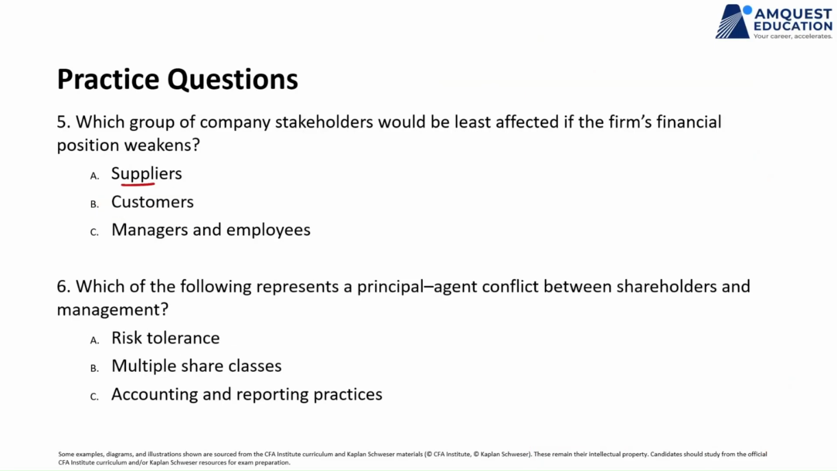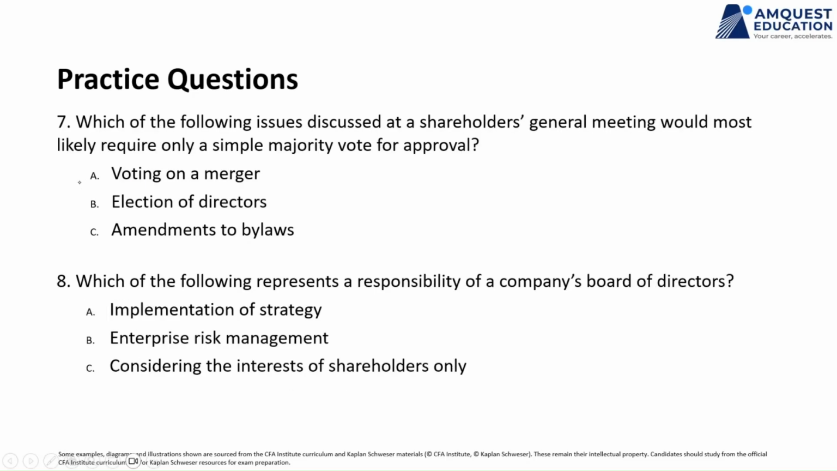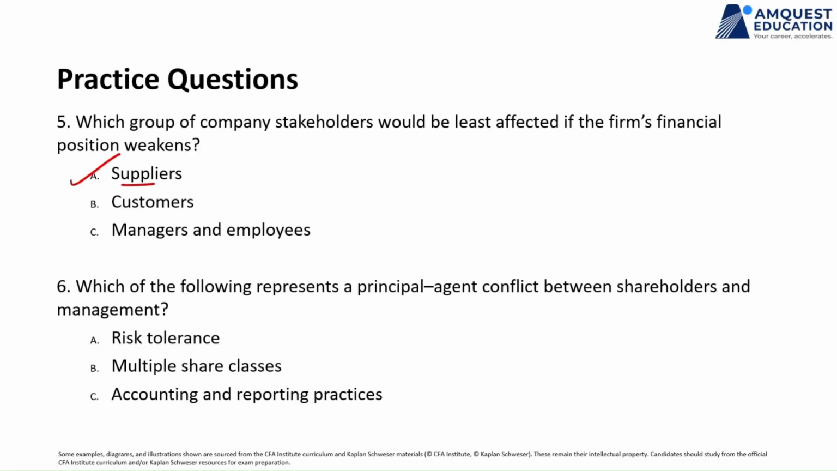Which group of investors or stakeholders would be least affected if the firm's financial position weakens? Your financial position is weakening. Which company stakeholder is least impacted? Look, if the financial position is weakening, suppliers obviously are impacted. Their payments have to be made. Customers also get impacted because if the financial position weakens, the company may have a problem to that extent, right?